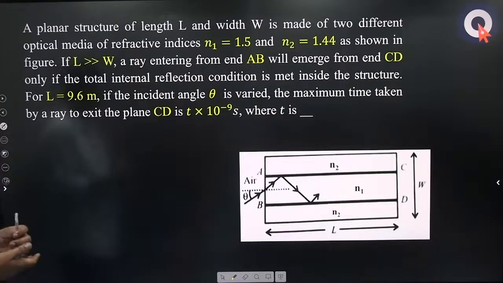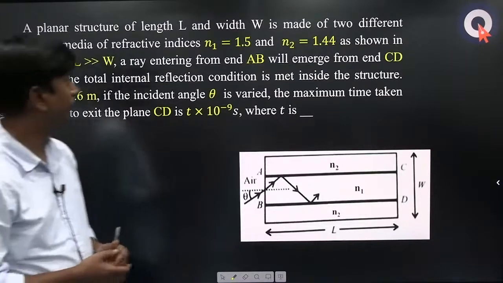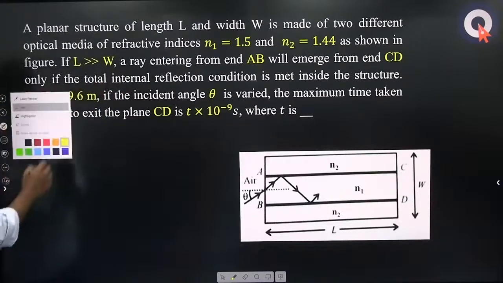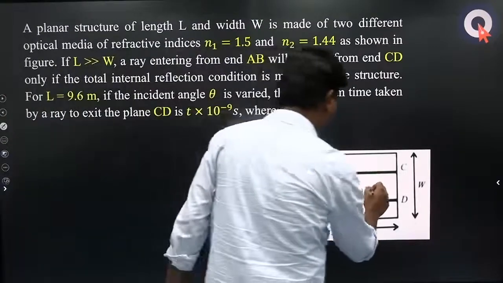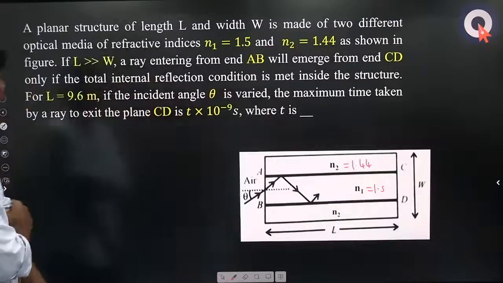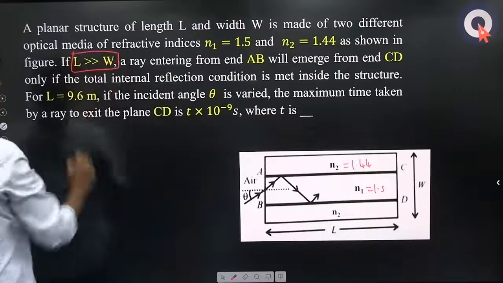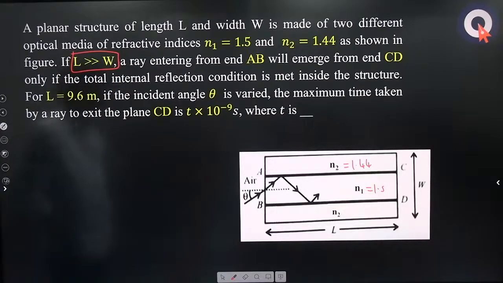a planar structure of length L and width W is made of two different optical media of refractive indices 1.5 and 1.44, as shown in the figure. If L is very much greater than W, a ray entering from end AB will emerge from end CD only if the total internal reflection condition is met inside.